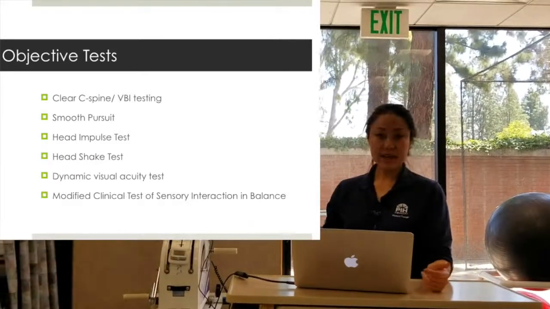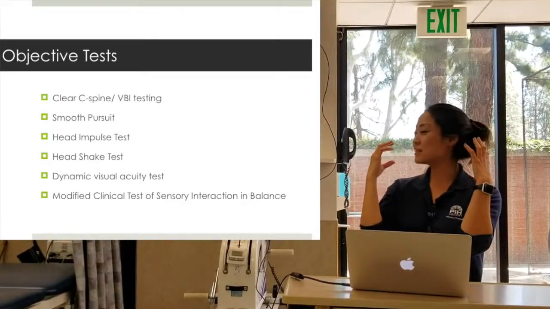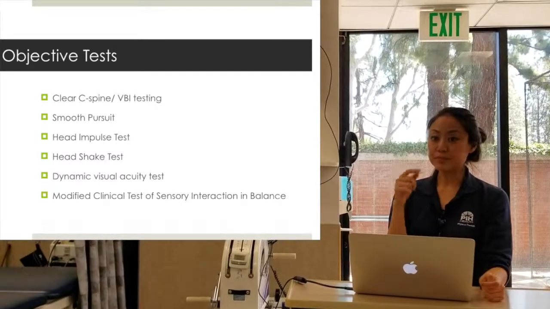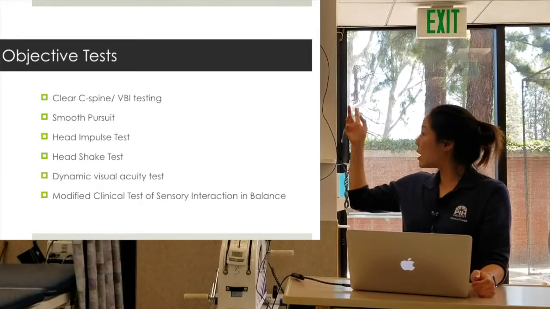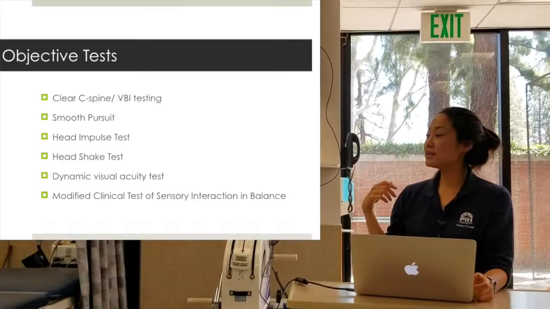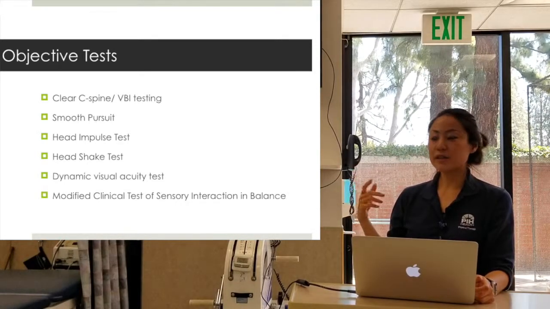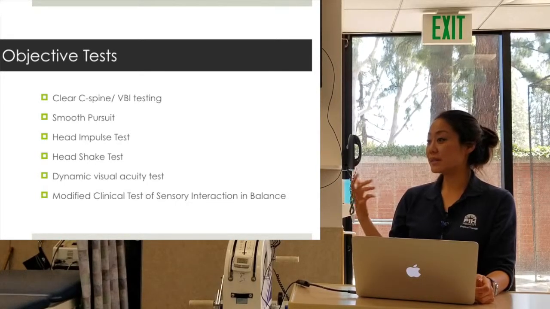You can do the head shake test, which is the one where you put the Frenzel lenses on and you're doing the same thing. You're just shaking their head, and you're going to see if it induces any nystagmus. So positives for any of those are going to be saccades or corrective saccades or nystagmus. And it'll just indicate that there's some sort of deficit of the vestibular system.